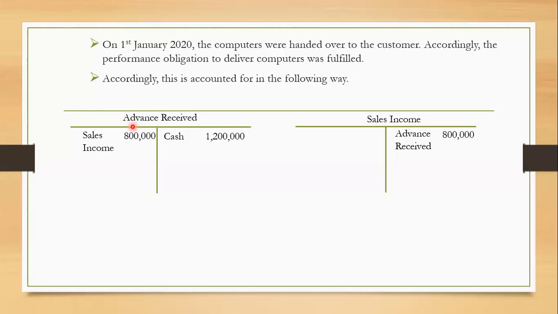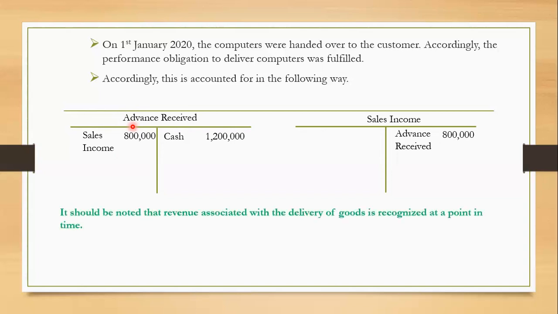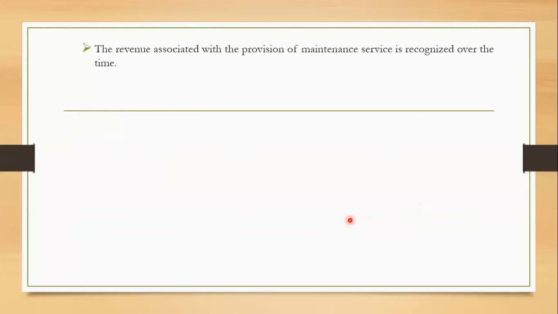Okay, please understand, in case of goods, we are recognizing revenue at a point in time. It should be noted that revenue associated with the delivery of goods is recognized at a point in time. At the point when we are delivering the goods to the customer, we are entitled to recognize the revenue. Okay, having recognized the revenue for delivery of goods, then we are moving to the next part.